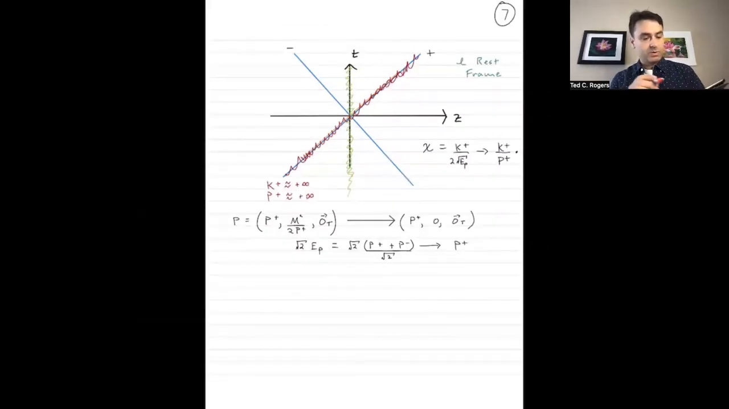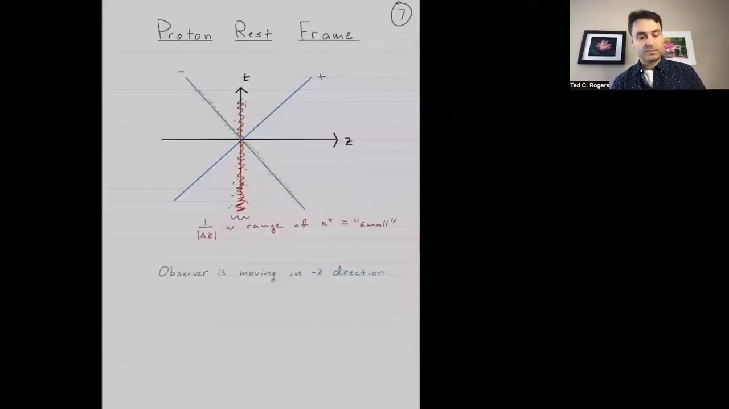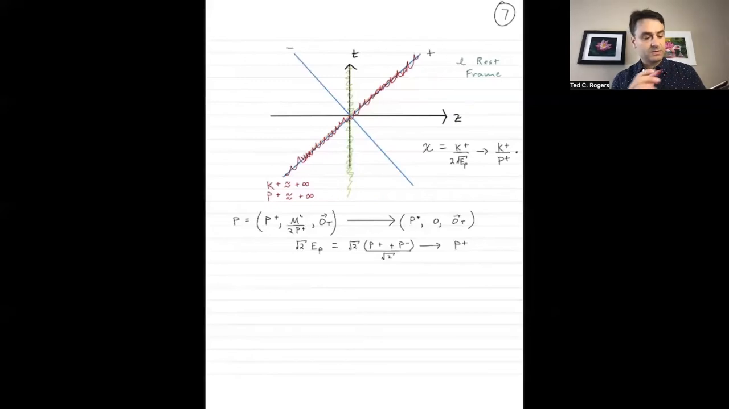Okay, so now we're talking about the L rest frame. L was, if you recall my schematic notation back here, one of the momenta associated with the rest frame. So something not too large relative to the observer's rest frame. So we can call this the observer's frame.